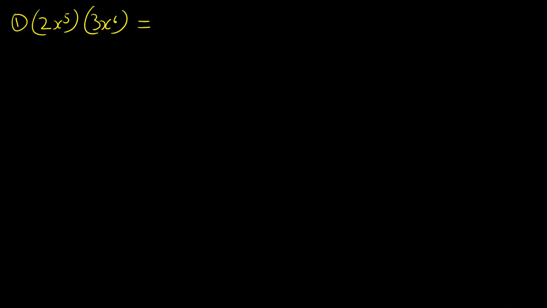So, in order to solve it, first we have to solve the numbers. We multiply the numbers together, 2 times 3. And then we will multiply x to the power of 5 times x to the power of 6. 2 times 3 is 6. When these two bases multiply with each other, we have the same base x. X to the power of 5 plus 6, we get 6x to the power of 11.